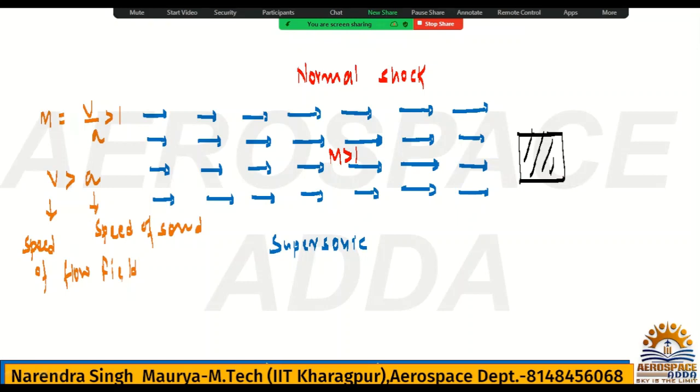But if it is supersonic, then the speed of the flow field is greater than the speed of sound. Means here in this case, the speed of air is greater than the speed of sound. So that disturbance first will go and hit the object. Generally, if it is subsonic, subsonic means the speed of sound is greater than the speed of the flow field, means M is less than 1.